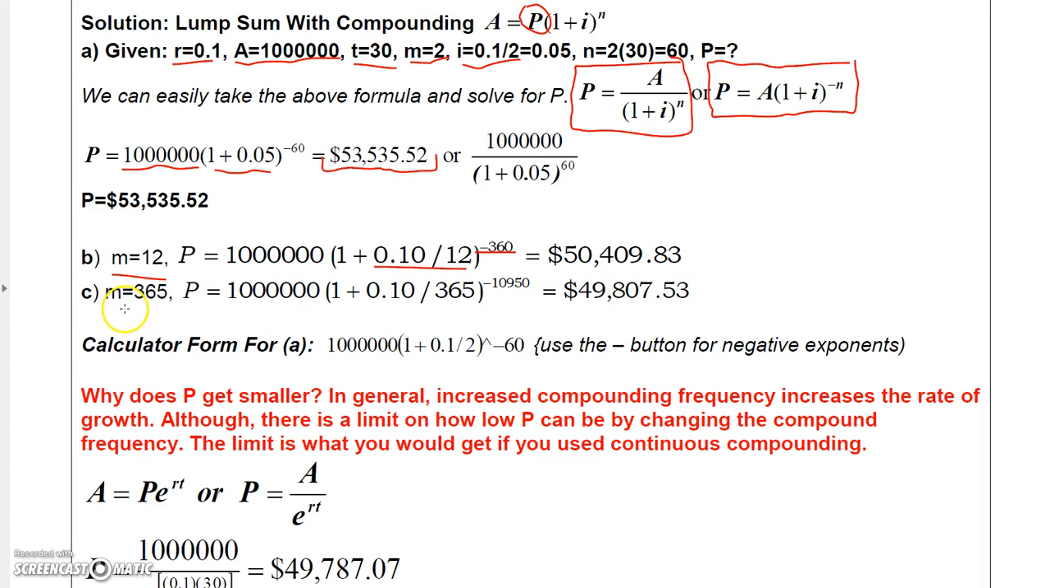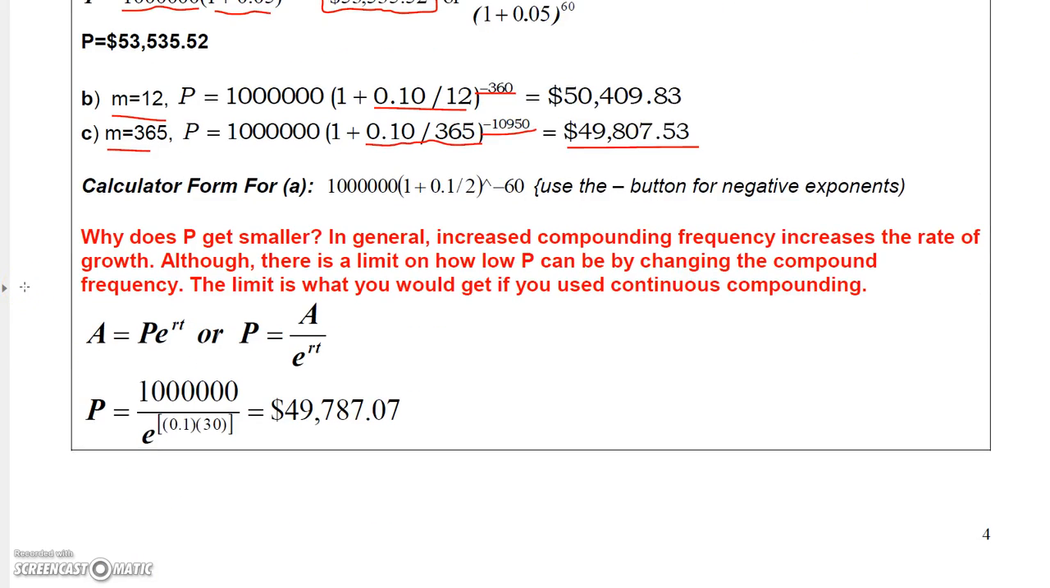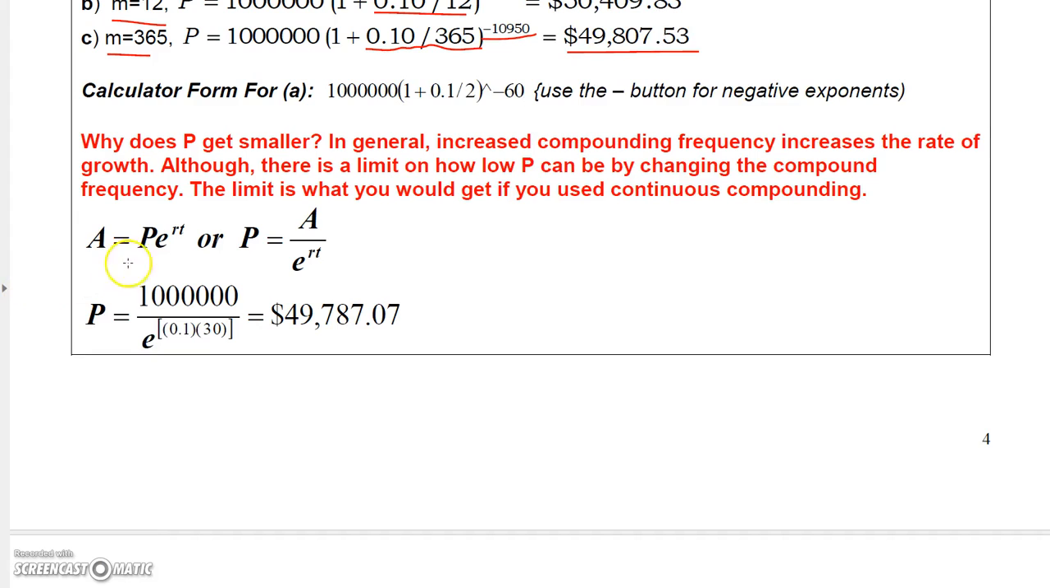If you do 365 or daily, then this becomes 0.10 divided by 365, and then this becomes 365 times 30, and so that's where I got 10,950. And when I plug that into the calculator, I got 49,807.53.